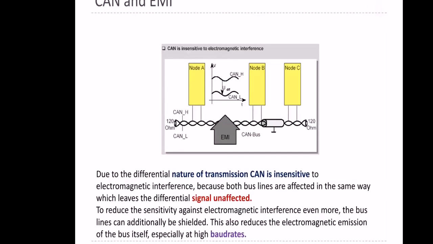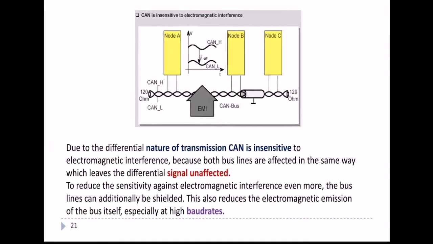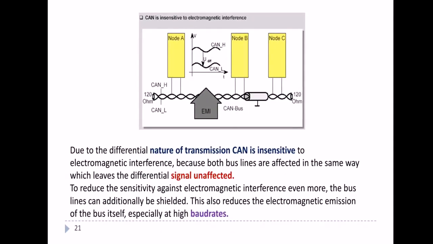Due to the differential nature of the transmission, CAN is insensitive to EMI, that is electromagnetic interference. Both bus lines are affected in the same way, which leaves the differential signal unaffected. So as EMI affects both lines, it leaves the differential signal unaffected. That is the nature of CAN transmission. Here you can see node A, node B, node C. Node A is trying to transmit something on CAN high and CAN low, and if EMI comes, the 120 ohm resistance always keeps the signal unaffected.